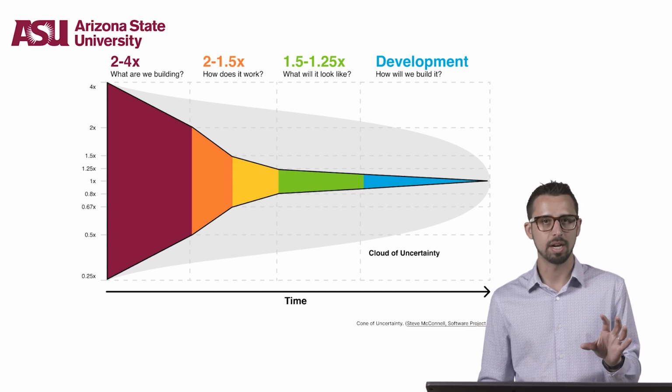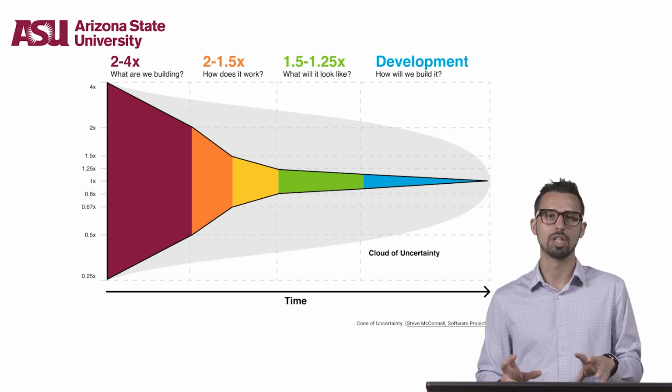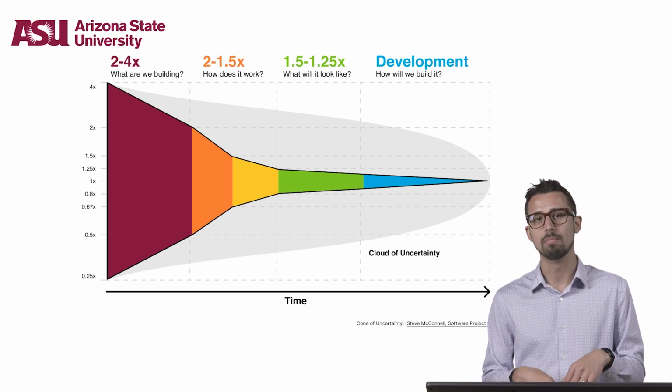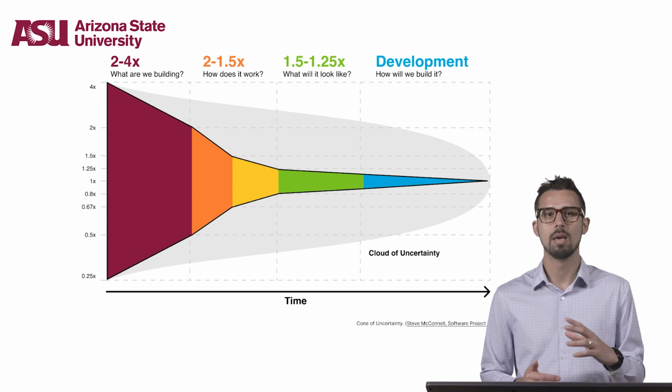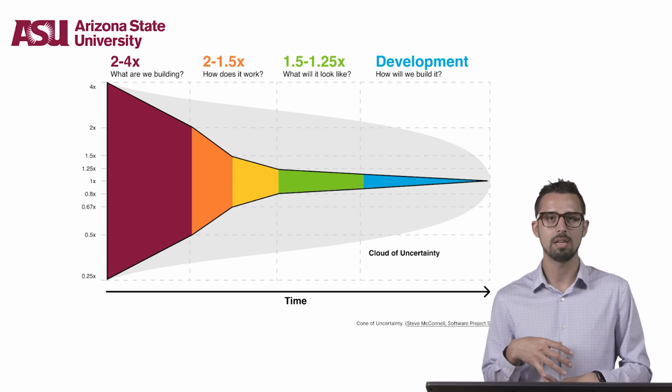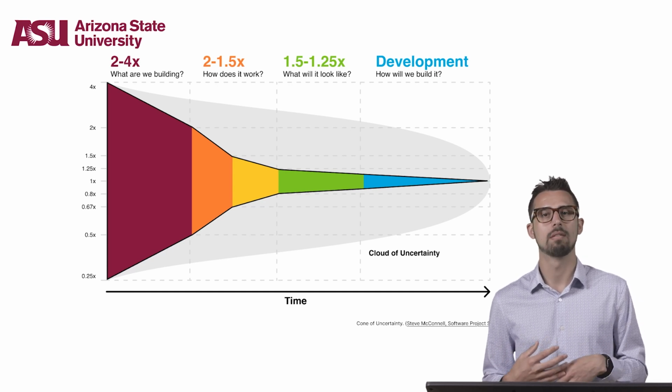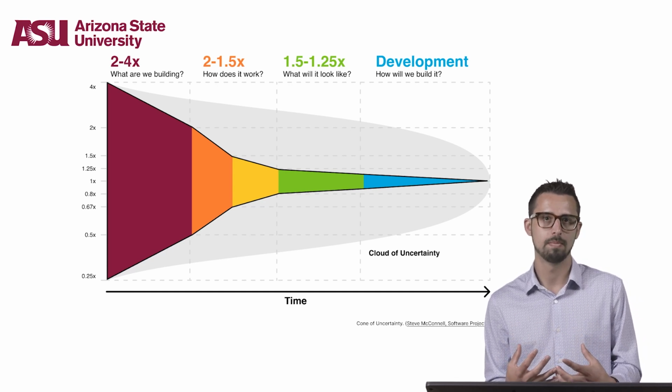By monitoring this cone of uncertainty through the project's life cycle, your team can make more informed decisions, manage uncertainties effectively, or at least more effectively, and ultimately deliver a much more successful product.